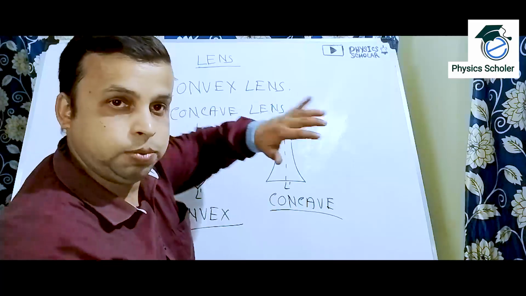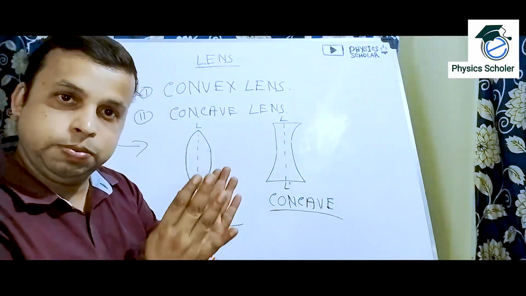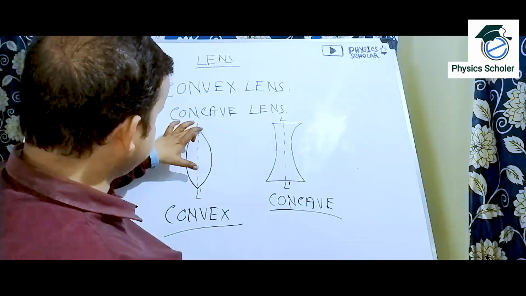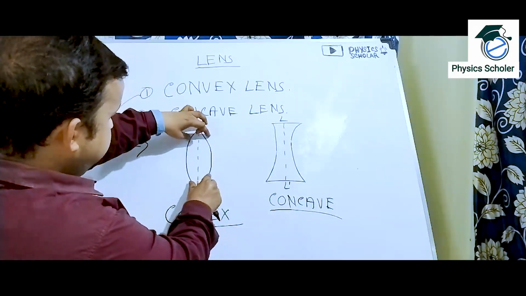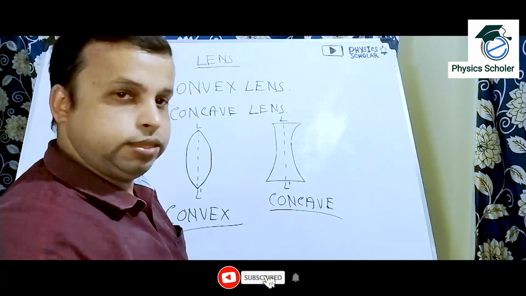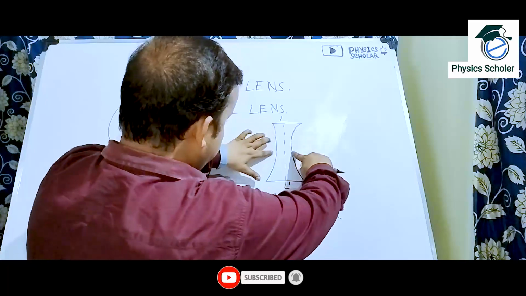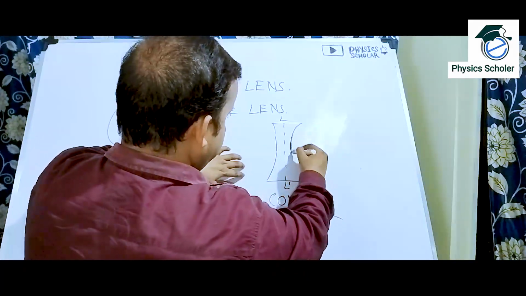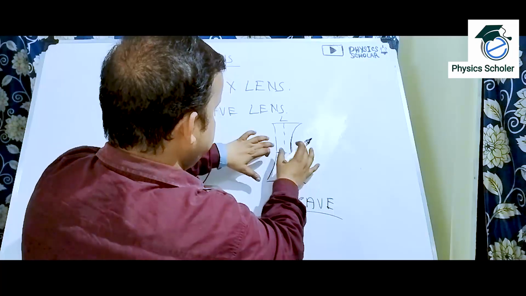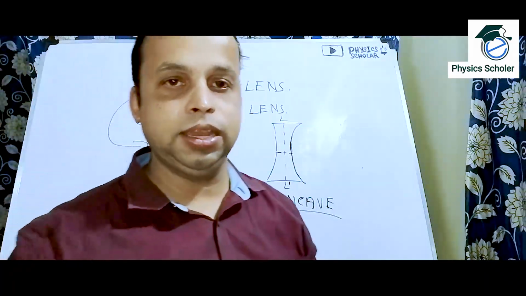So am I clear to all of you? What is a convex lens? A convex lens is the lens surrounded by two spherical surfaces, this is a spherical surface, this is another spherical surface, and it is thinner at the two ends but thicker at the middle. And what is a concave lens? The lens that is also surrounded by two spherical surfaces, but it is thinner at the middle and thicker at the two ends. So this is the convex and concave lens.